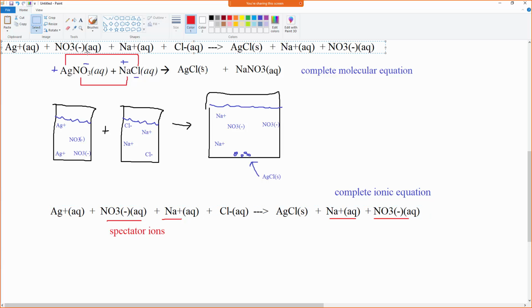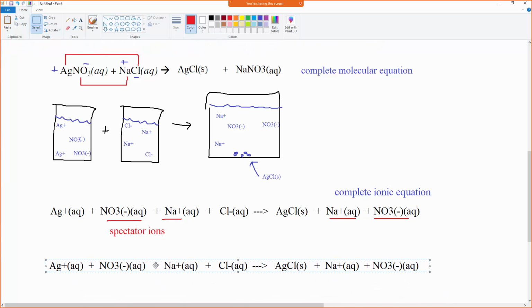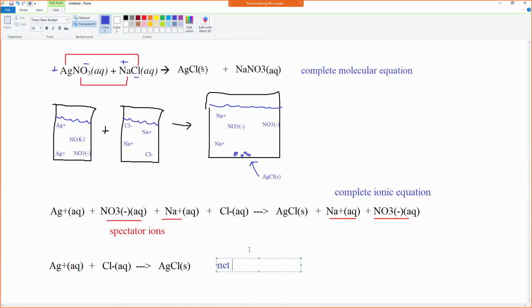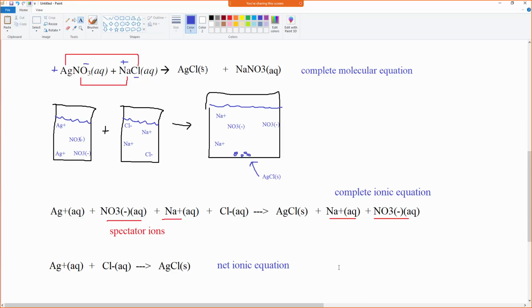So we can condense this equation into something that's a little bit more manageable if we remove those and just say, look, I don't need to include them because they're the same on both sides. Just gonna shorten that there. And this is the net ionic equation. What's left over after I take out the spectators that aren't engaging. So this is telling us what is actually happening in this reaction.